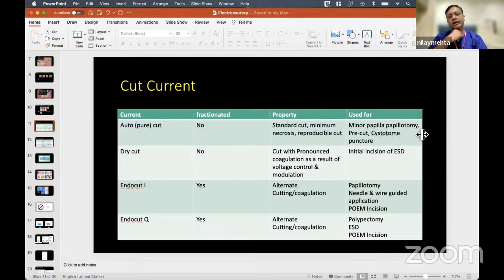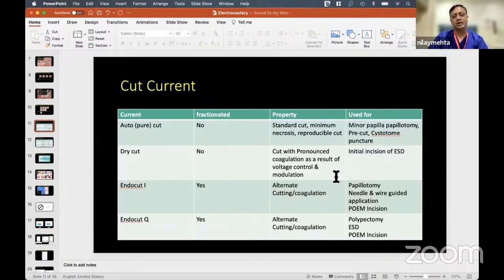And as you rightly said, we use it for cystotome puncture. We use it for very minor papillotomy or a pre-cut, or when you want to use the lumen opposing stent. Dry cut, as I told you, I use it for initial incision of ESD. When you make a circumferential incision, I always now use not endocut I, but dry cut, because it has a good cut with coagulation. So when you are cutting, many a time we've seen when we used to do it with endocut I, they used to bleed. With dry cut, that problem is much less.